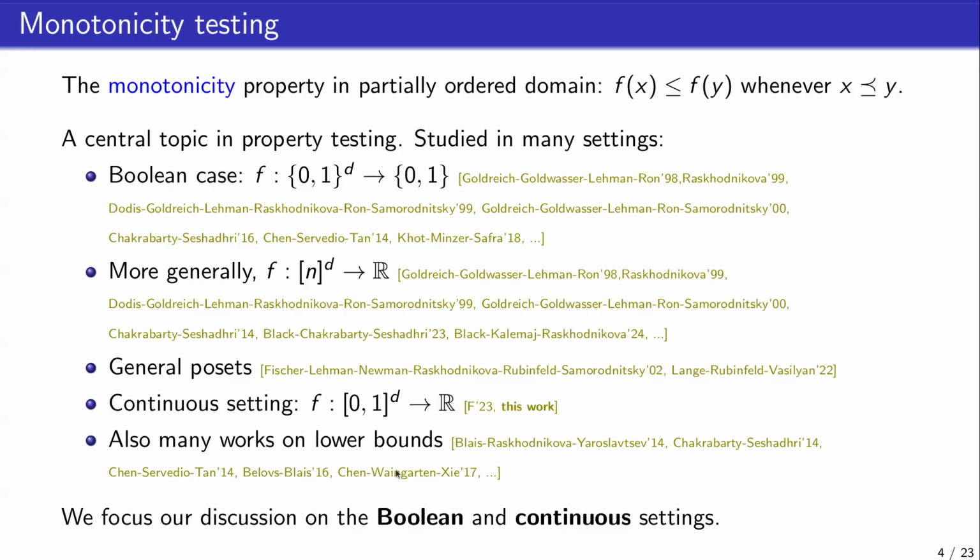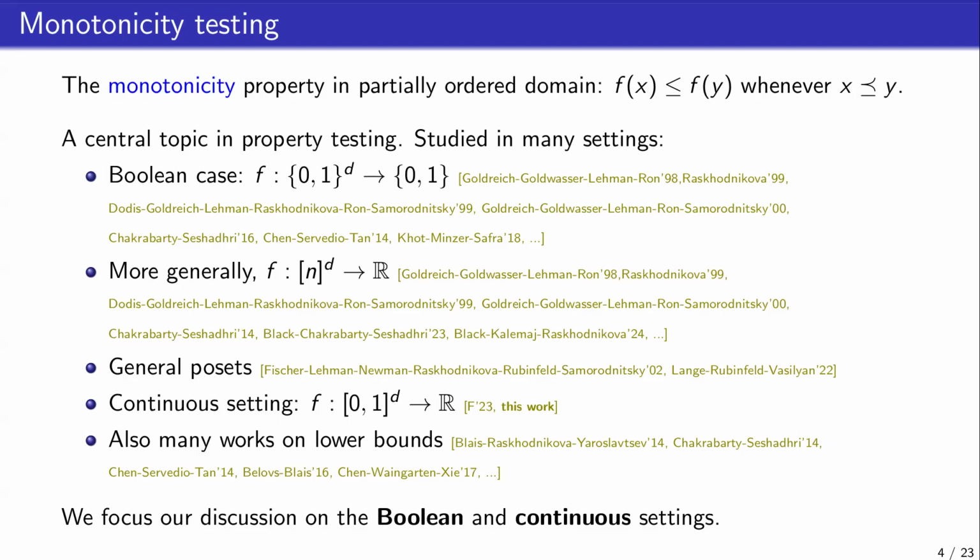But there are also many works on lower bounds. And we understand some of these settings better than others, but there's also a lot of interesting works on lower bounds. For this discussion, to keep the content focused, I'm mostly going to be talking about the Boolean case as our kind of gold standard for comparison, and then the continuous setting, which is what this work is exploring. Okay. And by the way, feel free to interrupt with questions if you have any at any point.